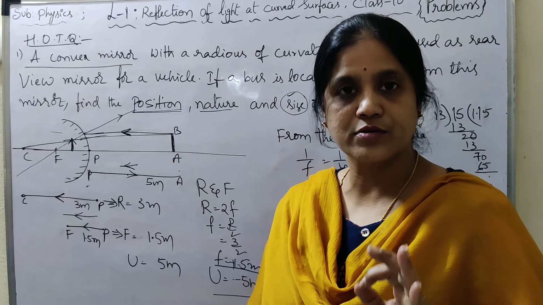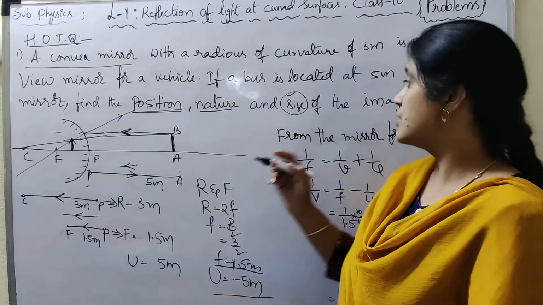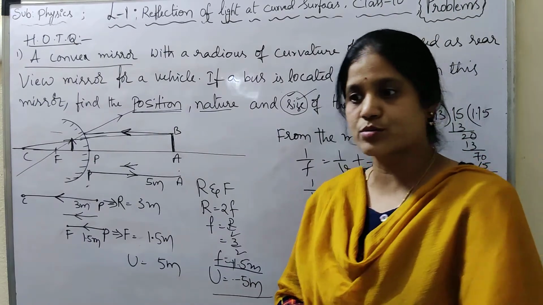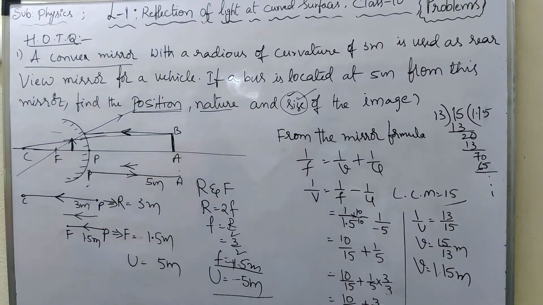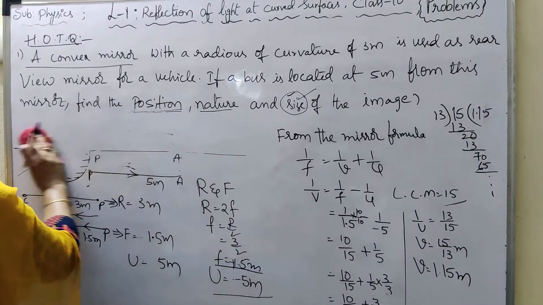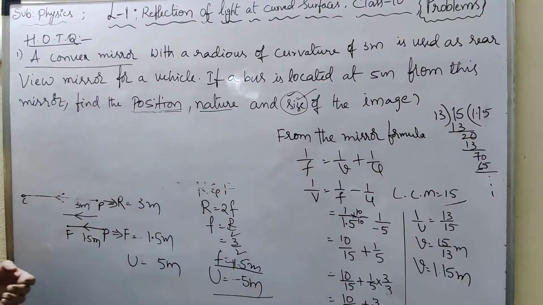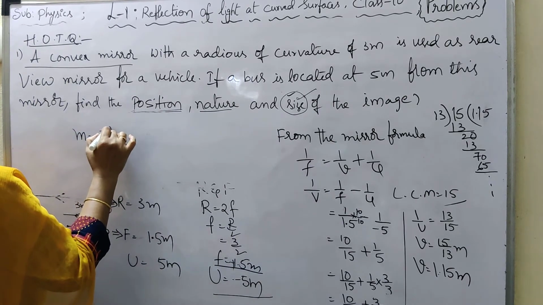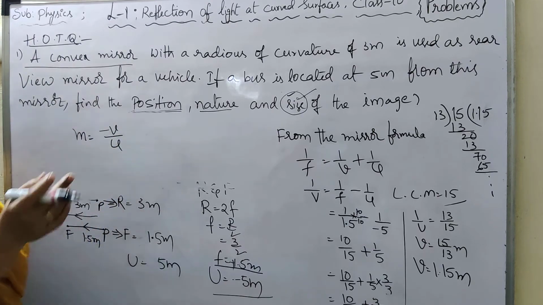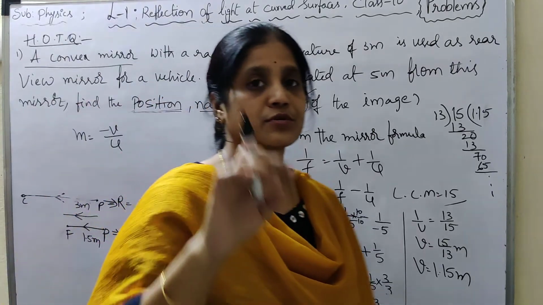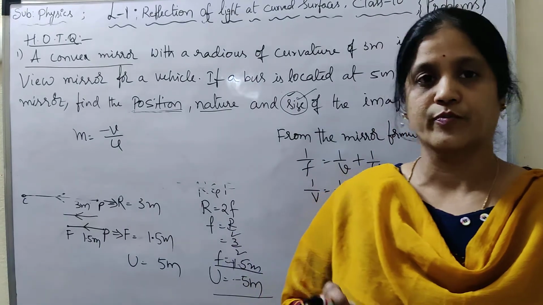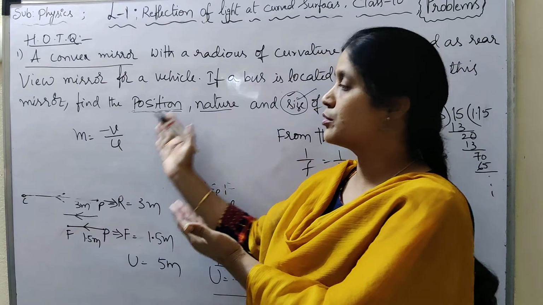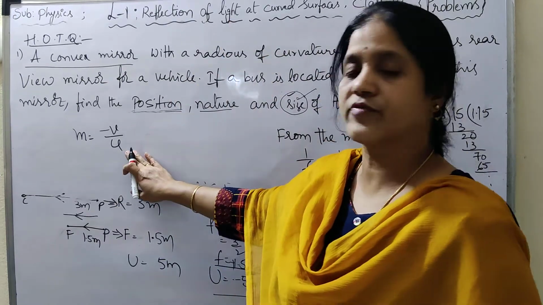To find out, we have to use the magnification formula, because here they asked about the size. So magnification formula, M is equals to minus V by U. If the height of the object is given, then you must use h of I by h of O. But now no need. The height of the object is not given. So no need to write that one. Just you take it minus V by U.